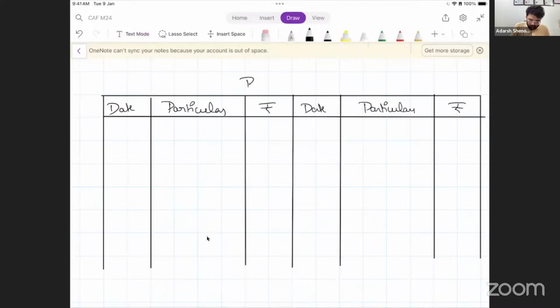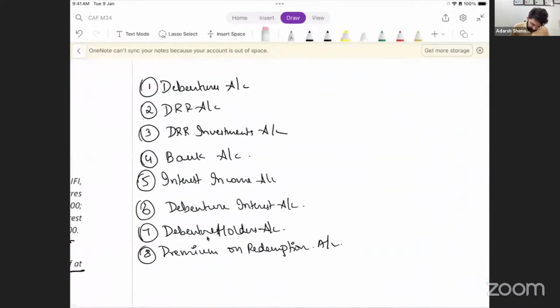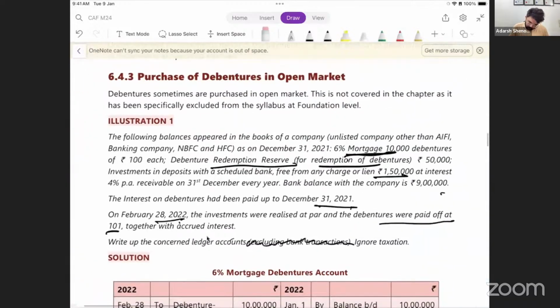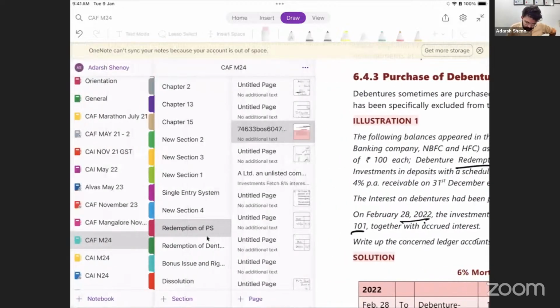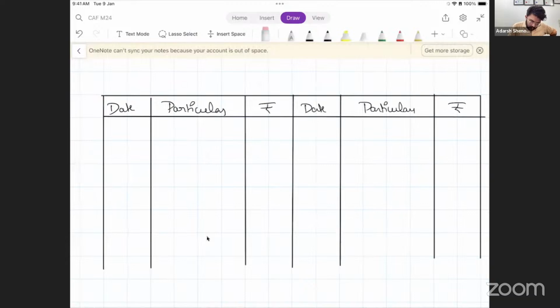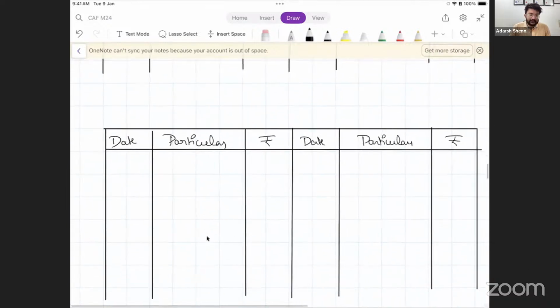So we'll need one bank, sorry, debentures account. What debentures are these? These are 6% mortgage, 10,000 debentures. So 6% mortgage debentures. So an asset has been mortgaged against these debentures. That's why we call them mortgage debentures. Security against the asset at the top. Next, we will need the debenture redemption reserve.